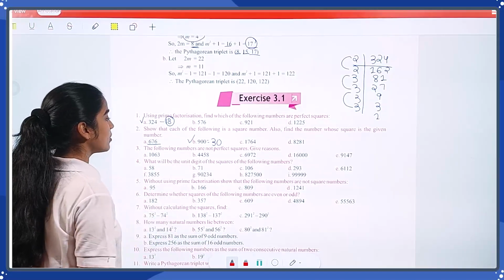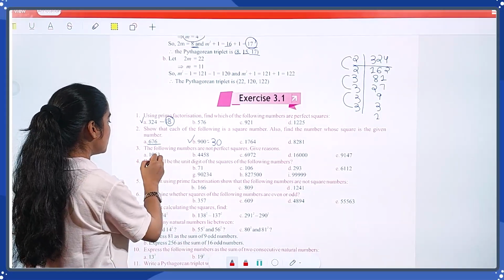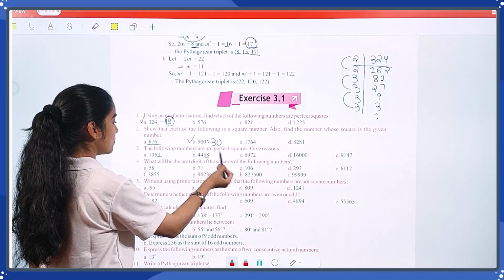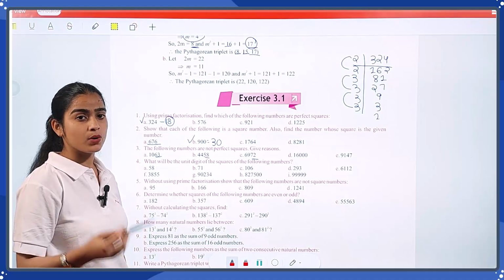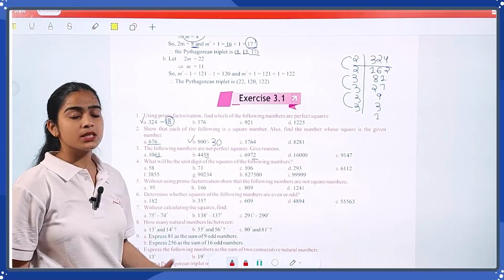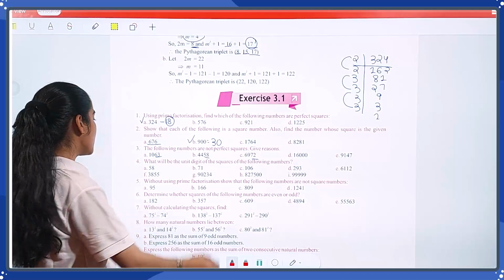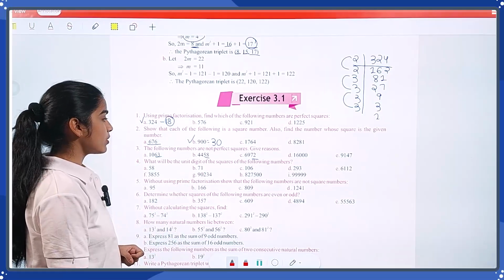The following numbers are not perfect squares. Give reasons: because it ends with 3, because it ends with 8, because it ends with 2. And according to the properties of square numbers, if the number at the one's digit is one of these digits, it means it is not a perfect square.